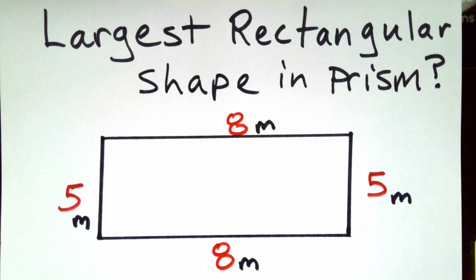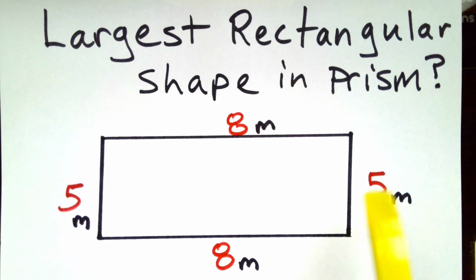Welcome back to this part 4 video, answering test question number 4 regarding that triangular prism. We're trying to answer that test question. What is the perimeter of the largest rectangle in the triangular prism?